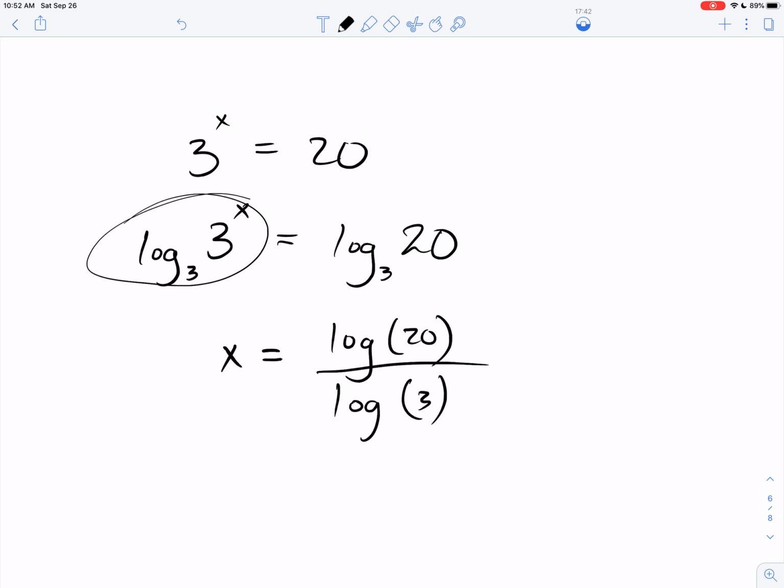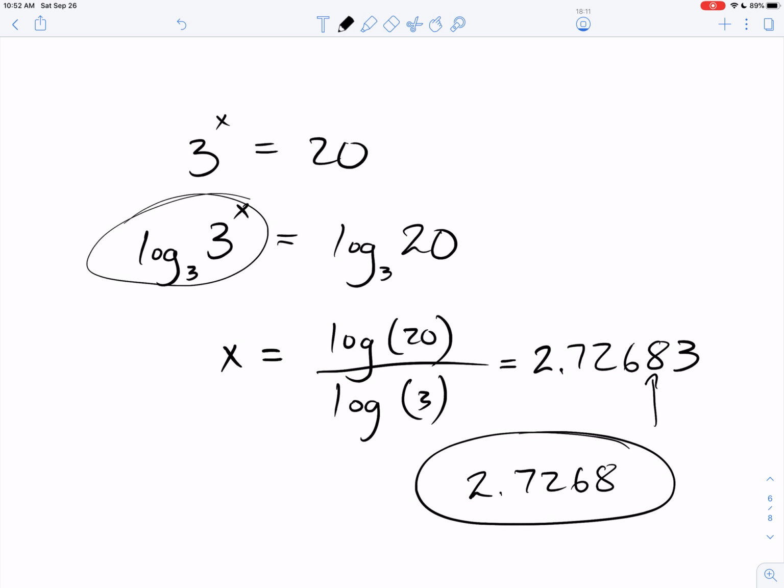I don't know what that is. I'm punching it into my calculator as I speak. This is not a number that I walk around having memorized, but it's 2.72683, and it keeps going. But we're going to round our answers to the 4th decimal place. So the answer you would see on the practice answer key would be that.